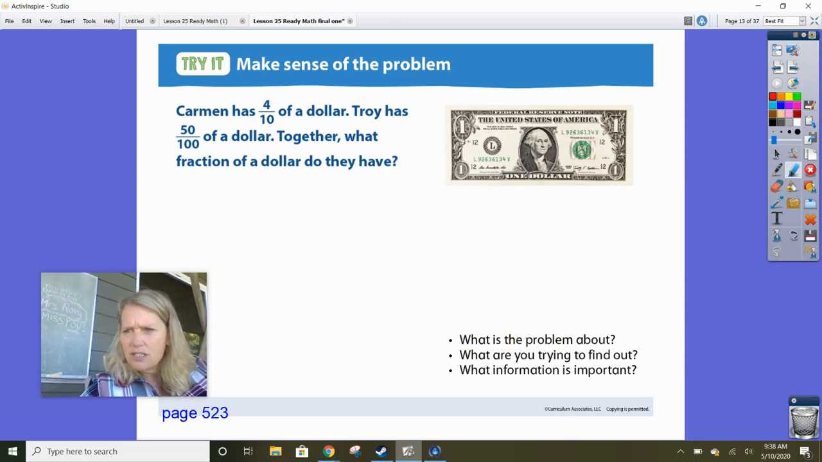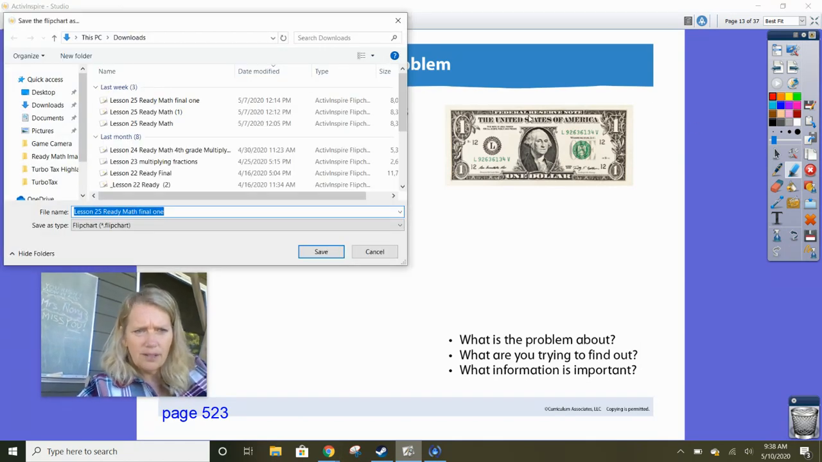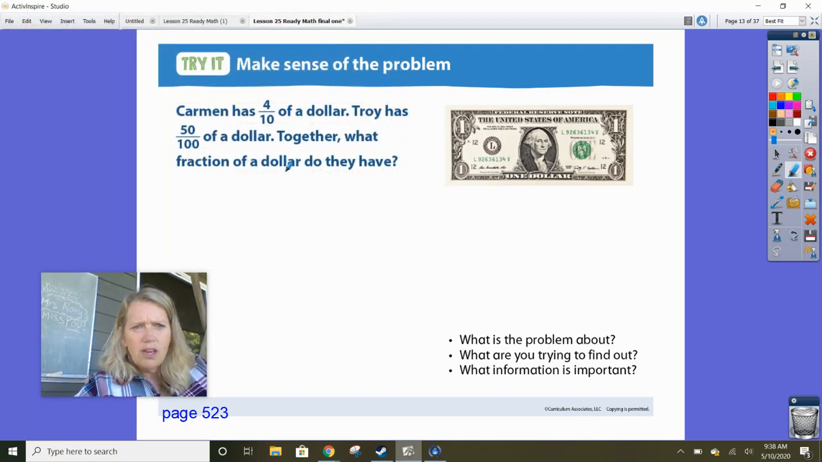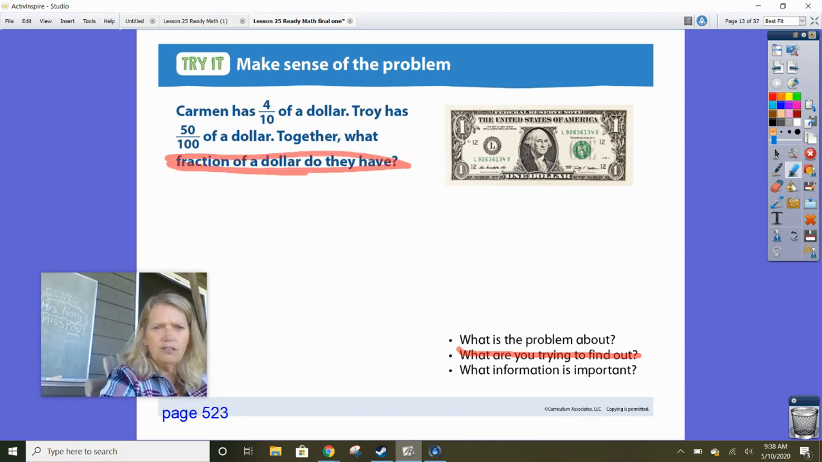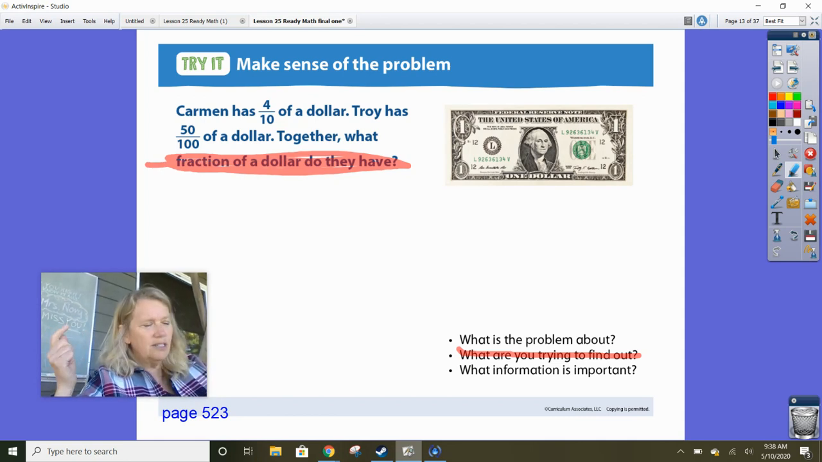Quick annotations, that's a little bit annoying. Okay. Oops, they're not saving yet. Sorry about that. Cancel. Carmen has 4/10 of a dollar. Troy has 50 hundredths of a dollar. Together, what fraction of a dollar do they have? So what information are we trying to find out? We are trying to find out what fraction of a dollar. So we're not really going to put it in decimals, which is what we usually do with money, because we want the answer as a fraction.